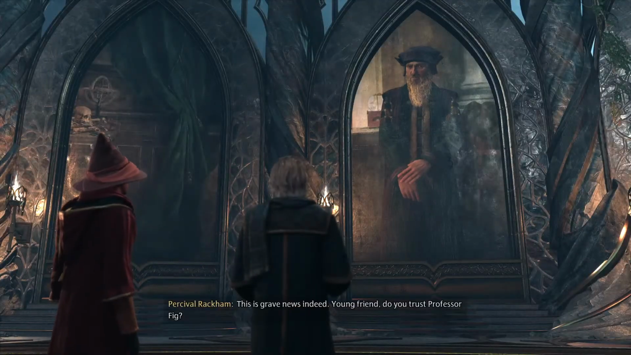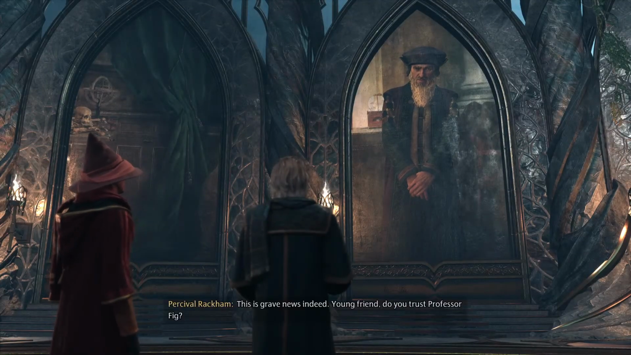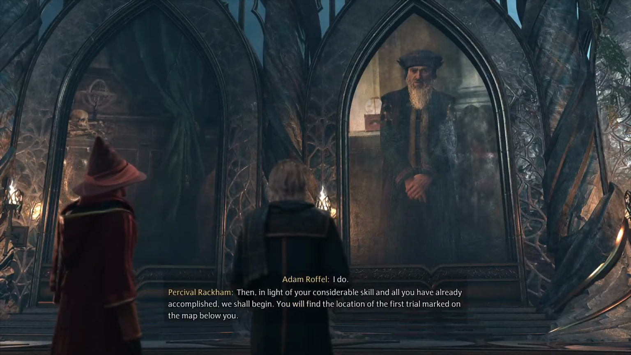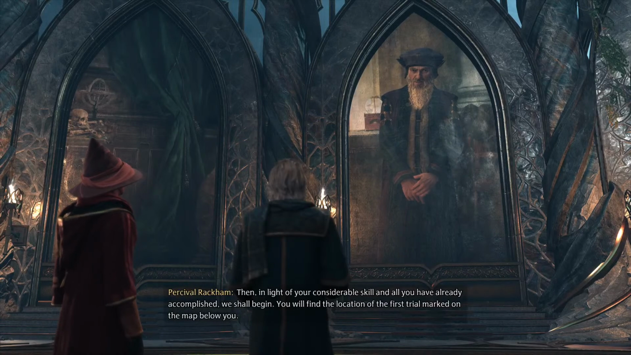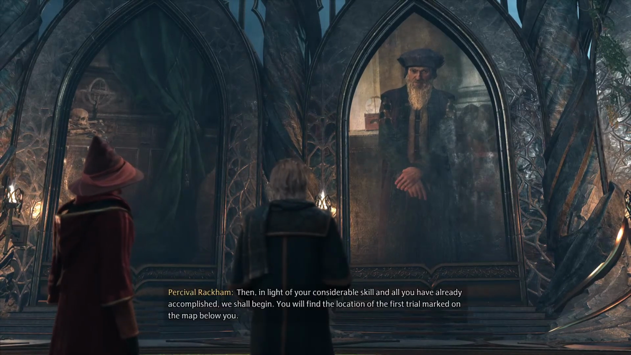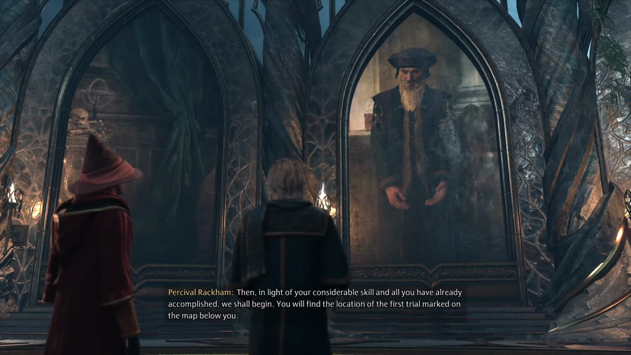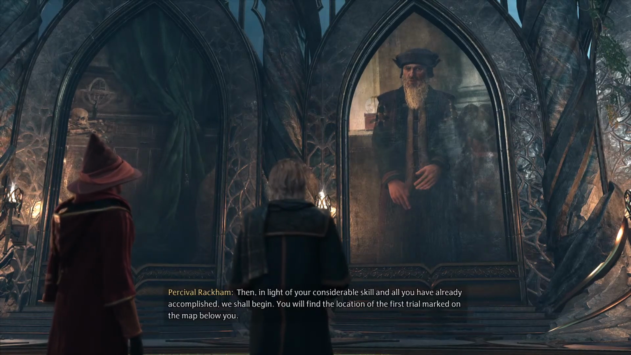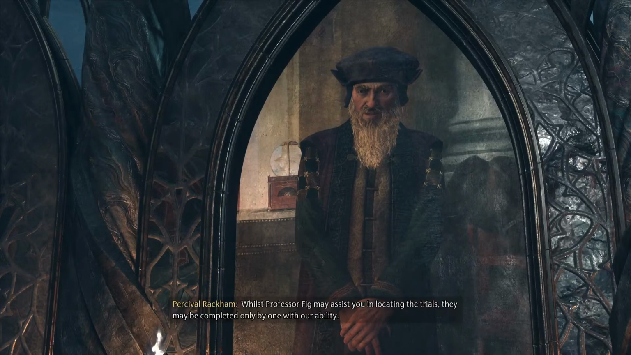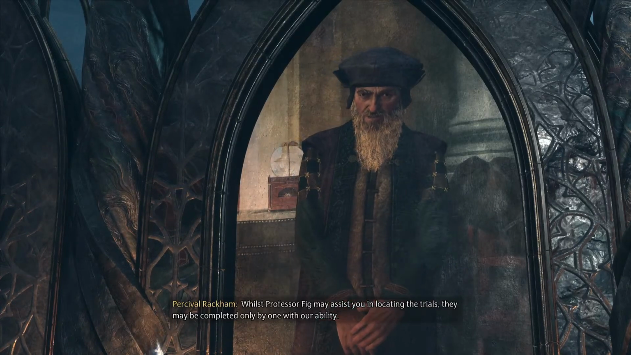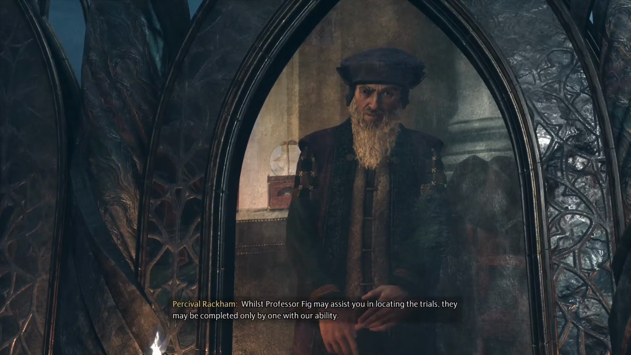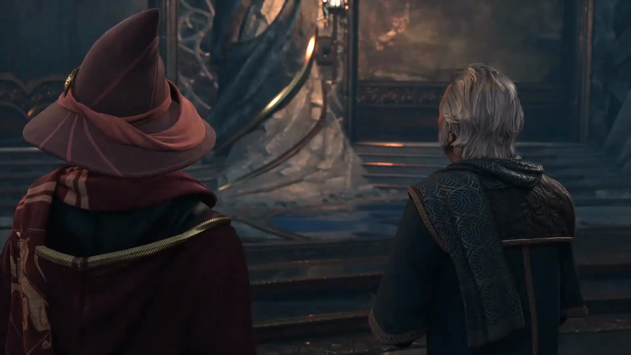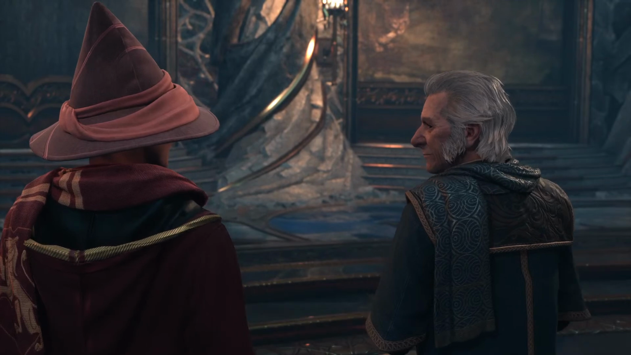This is grave news, indeed. Young friend, do you trust Professor Fig? I do. Then, in the light of your considerable skill and all you have already accomplished, we shall begin. You will find the location of the first trial marked on the map below you. Whilst Professor Fig may assist you in locating the trials, they may be completed only by one with our ability. Shall we have a look?